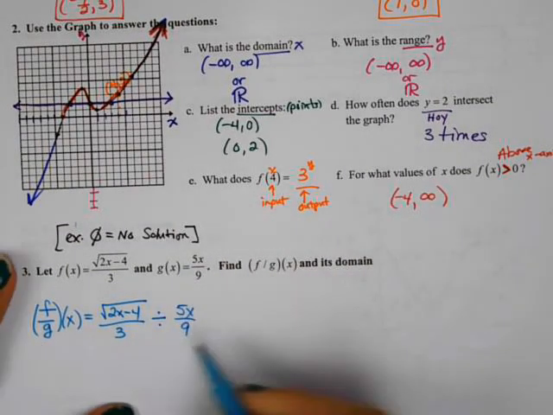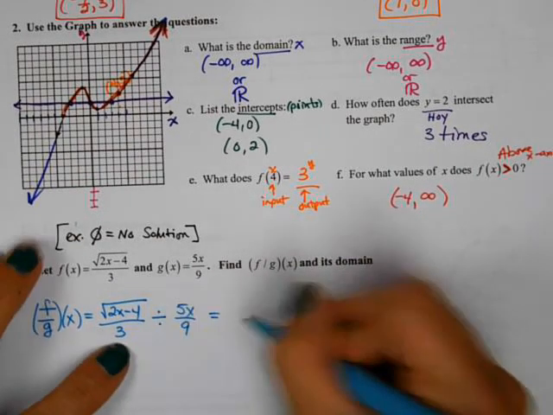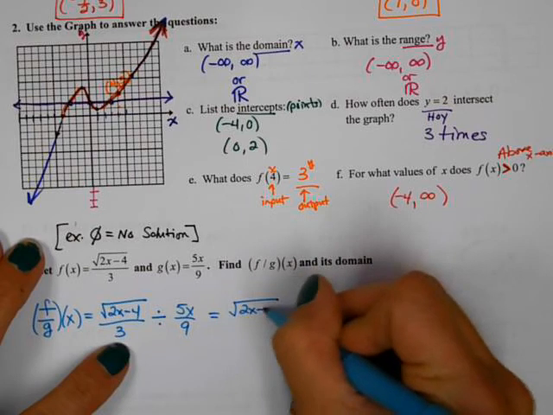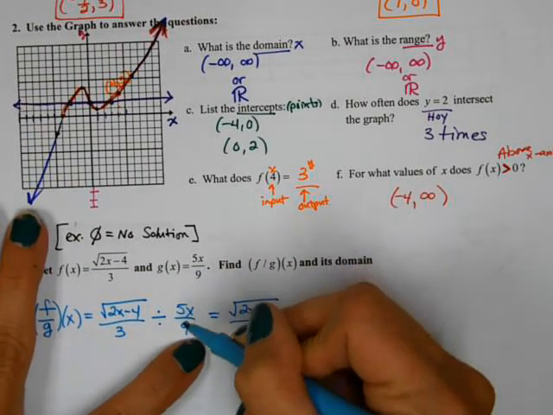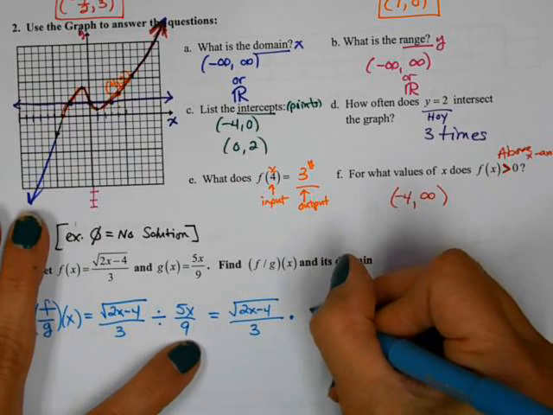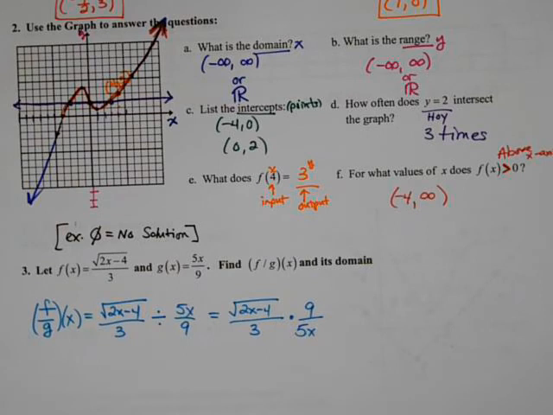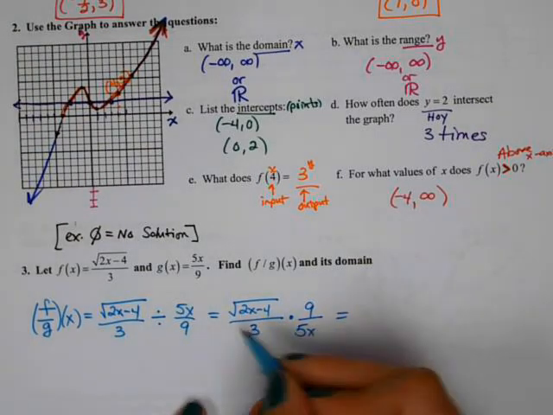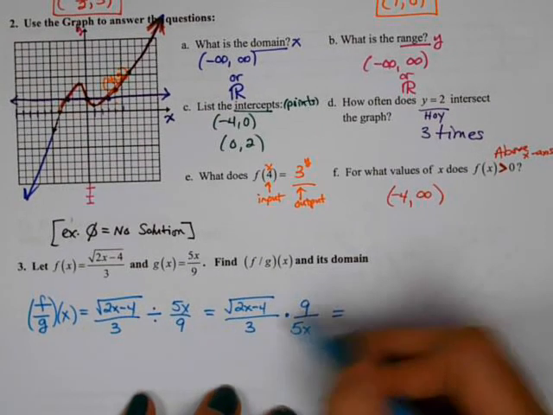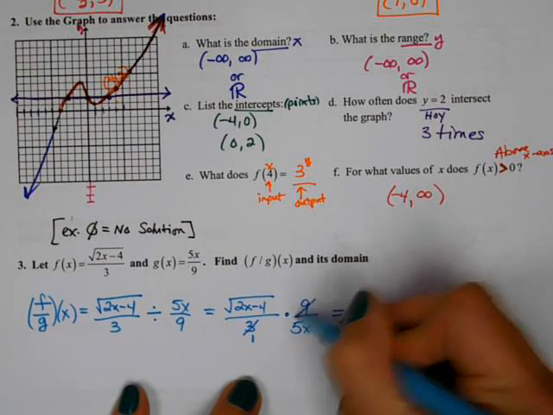Then what we're going to do is change divide into multiply. And don't forget to reciprocate your second function. So it's going to be 9 over 5x. Now what you do when you multiply fractions is you just multiply top with top and bottom with bottom. But here I'm going to cancel first. This is just a constant and a constant. This is legal. You can cancel.